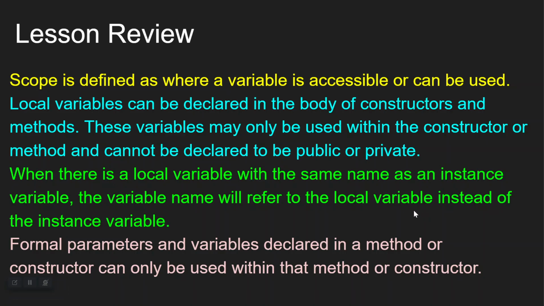When there is a local variable with the same name as an instance variable, the variable name will refer to the local variable instead of the instance variable. So the local variable always takes precedence. Unless you say this dot and then the name of the instance variable, in which case it knows you're referring to the instance variable. And then finally, formal parameters and variables declared in a method or a constructor can only be used within that method or constructor.